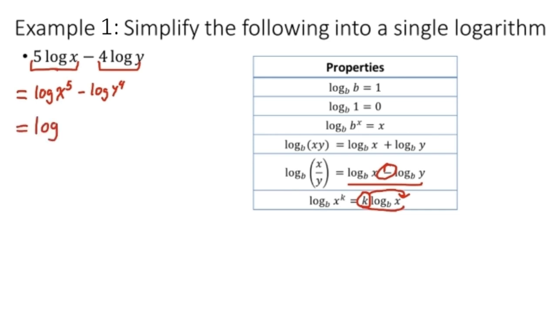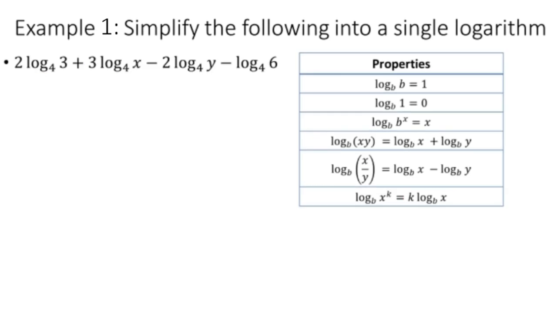To write the difference as a single log, we're going to divide the inputs of the two logs. And the order does matter. Log x to the 5th minus log y to the 4th. Whatever's in the second log in the subtraction goes in the denominator. Whatever's in the first log goes in the numerator. 5 log of x minus 4 log of y equals log of x to the 5th over y to the 4th.